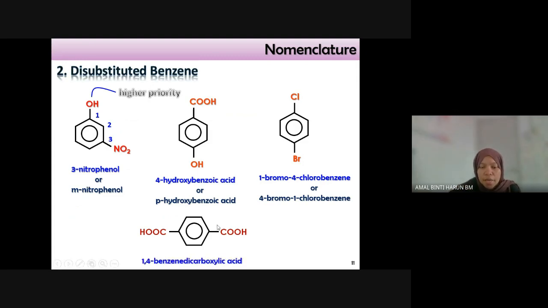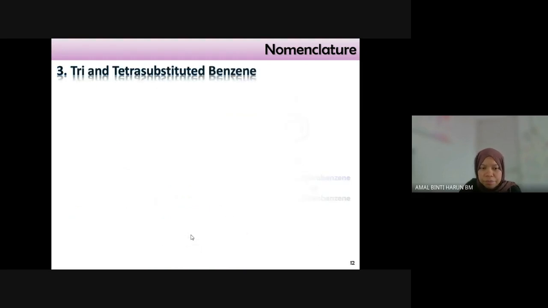Alright. Next, we have carboxylic acid, but the benzene ring is attached to 2 carboxyl groups. Therefore, we can name it as 1,4-benzenedicarboxylic acid. Okay, so this one is very rare.